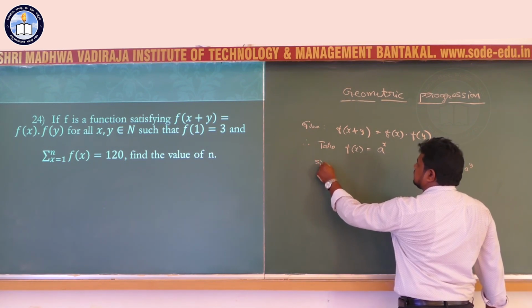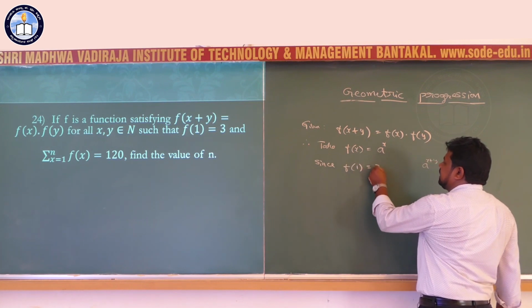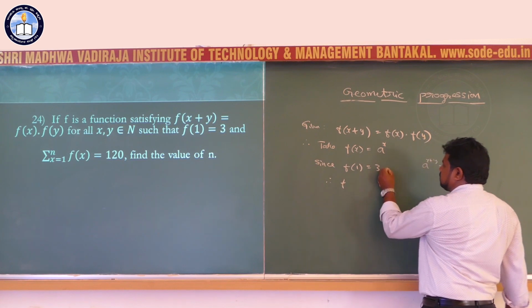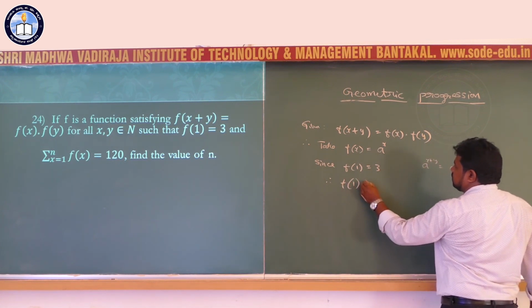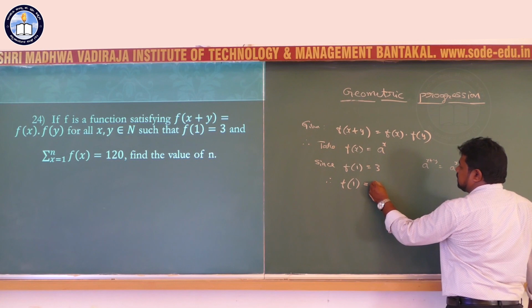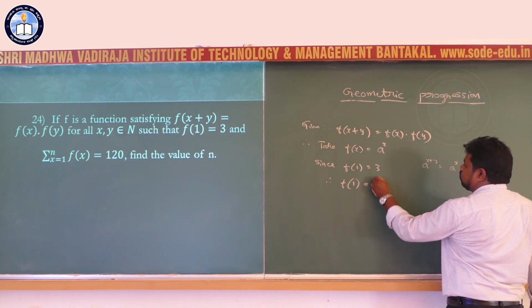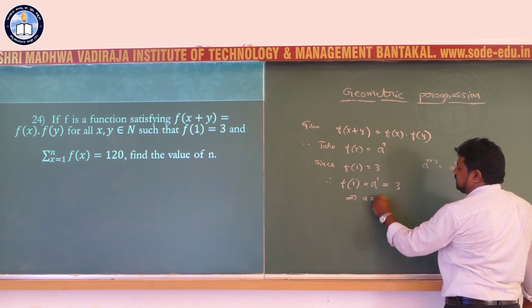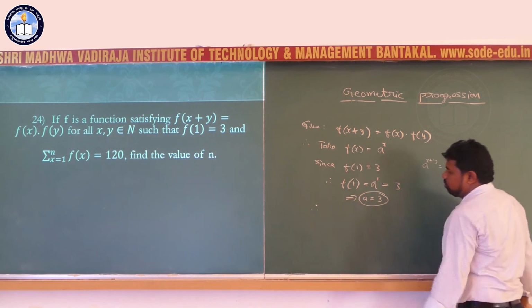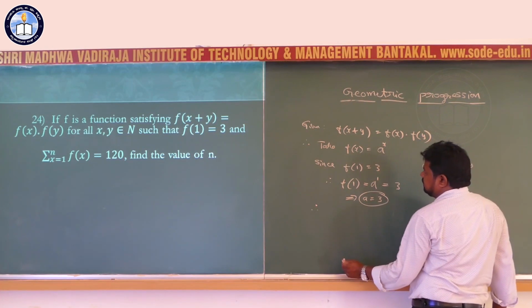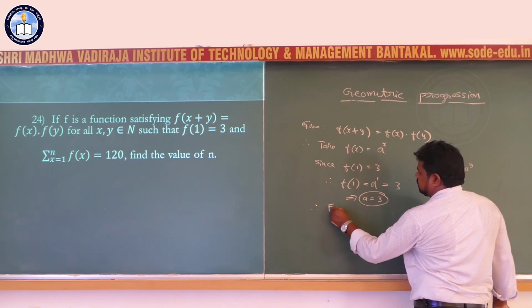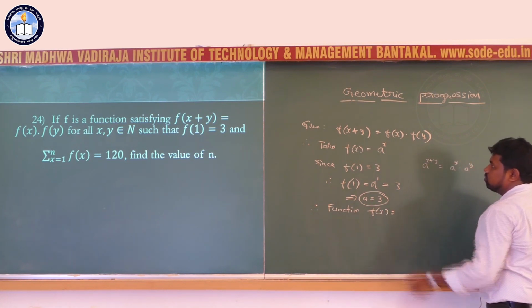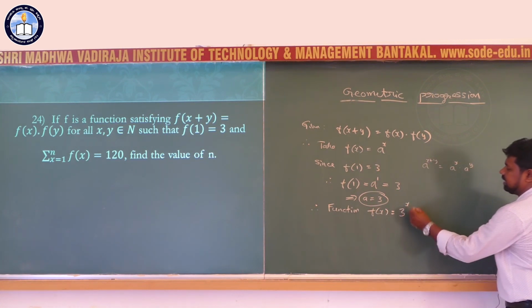Since f of 1 equal to 3, therefore f of 1 equal to a power 1, that is equal to 3. It implies a equal to 3. Therefore the given function is f of x equal to 3 power x.